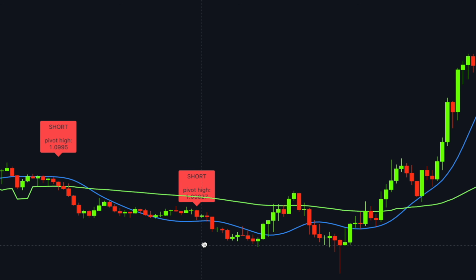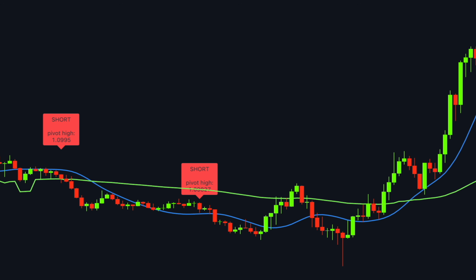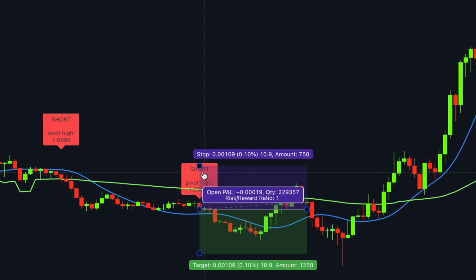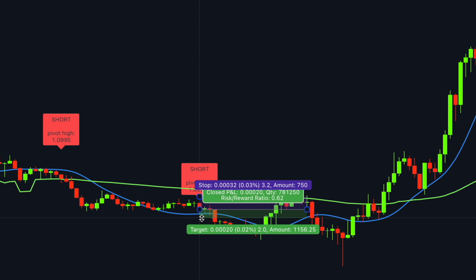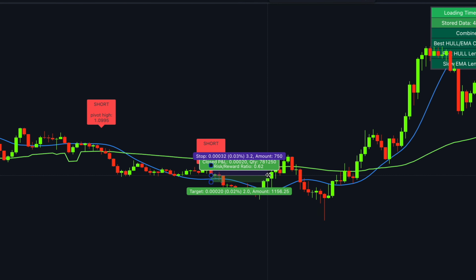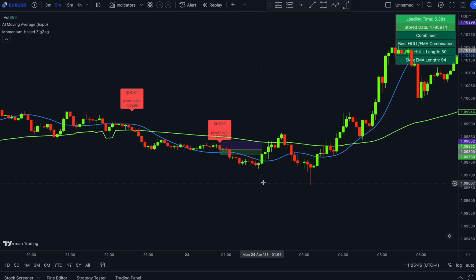Here we have a good short signal with perfect timing. However, the profit on this one was smaller than on previous ones. But this is fine, because we would rather close the trade with a small profit than keep the position open and suffer this massive loss.